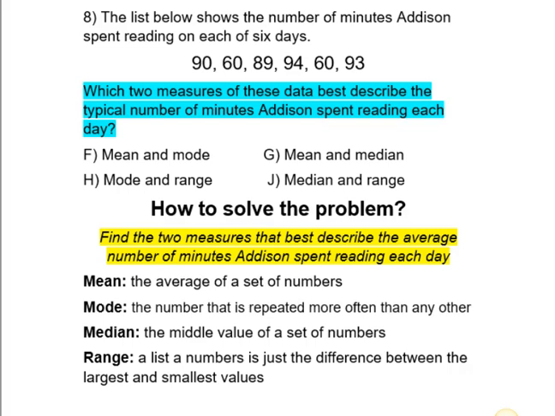How to solve the problem? We need to find the two measures that best describe the average number of minutes Addison spent reading each day. So in looking at all of our measures for data, which ones pop out and have something to do with the average?